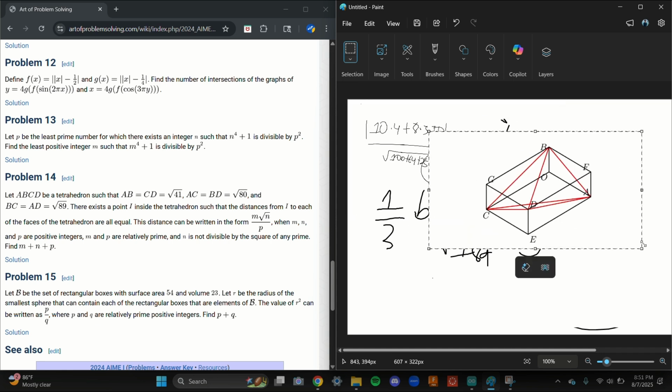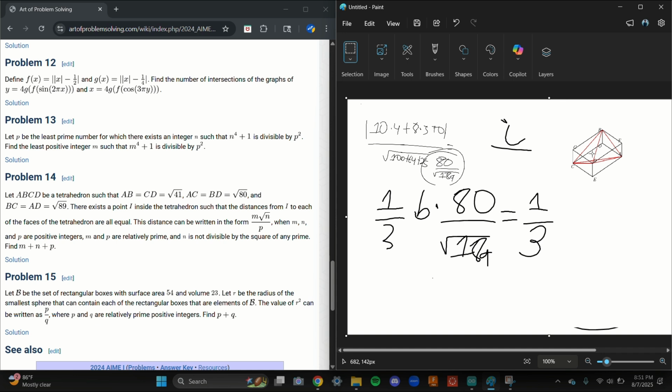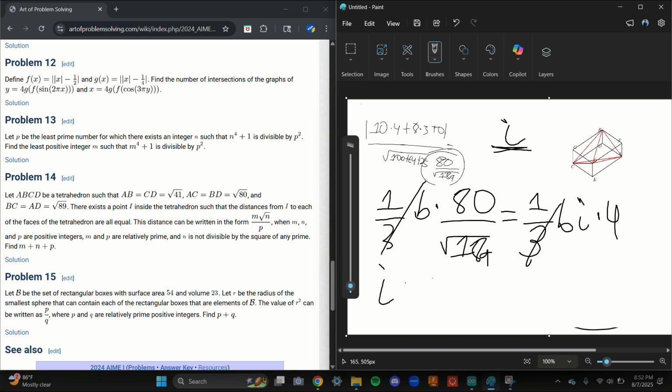Okay, so basically the distance from I to each of these faces. The area of each of the faces is going to be b, and the height is going to be I. So now we have this equation, and then there are 4 of these. So now all these things cancel out, and we're left with I equal to 80 over root 189 over 4, which is 20 over root 189. And that's going to simplify to 20 root 21 over 63.